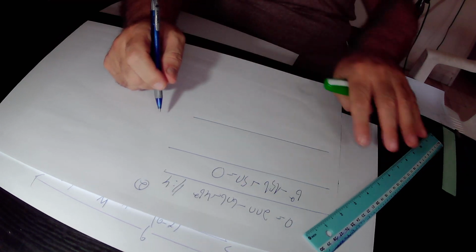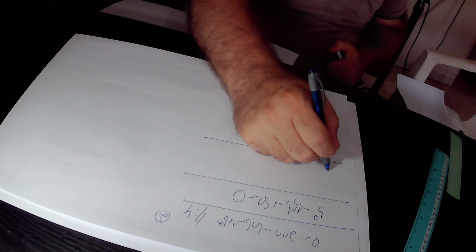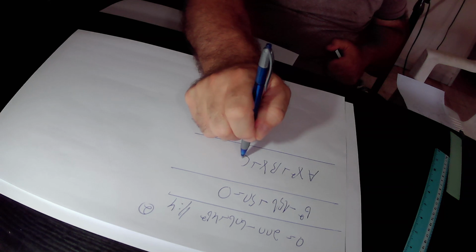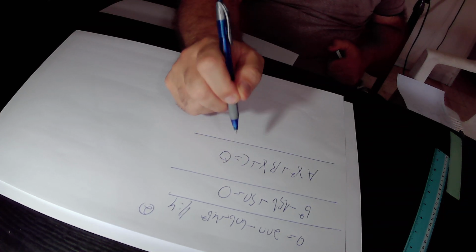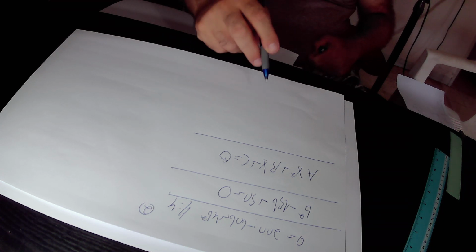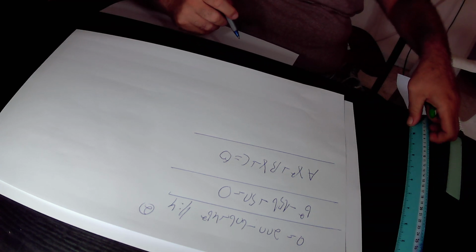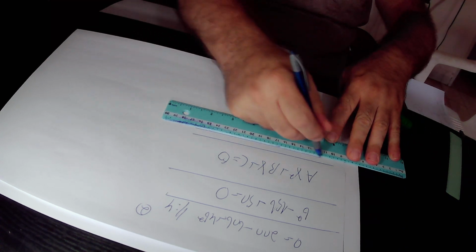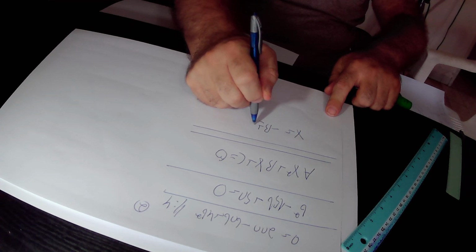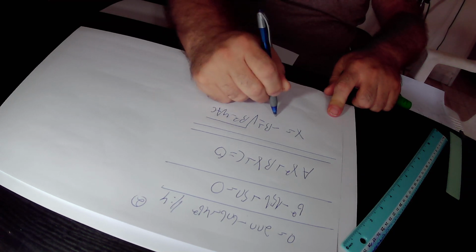Actually, this is a quadratic equation, and the general formula for a quadratic equation is ax squared plus bx plus c equals 0. This is the general formula. A, B, and C are the coefficients of this quadratic equation, and x is the variable that we are looking for. We find the value of x according to the following formula: x equals minus b plus or minus the square root of b squared minus 4 times a times c, over 2a.